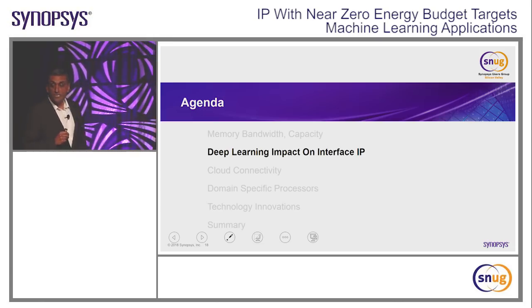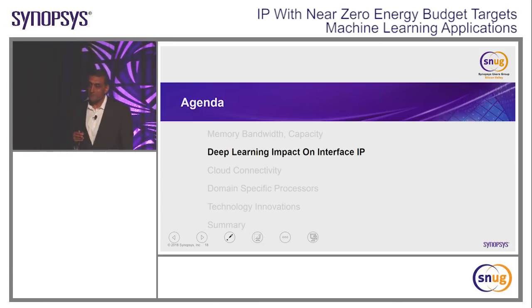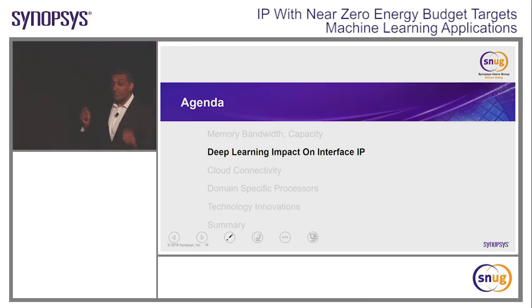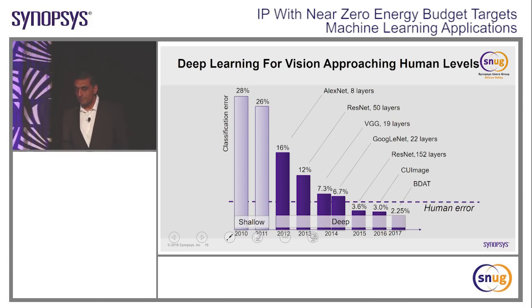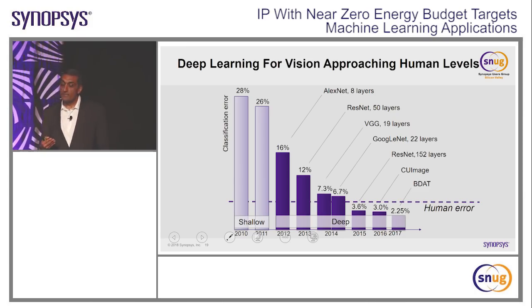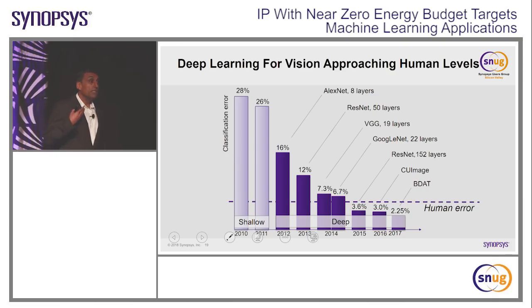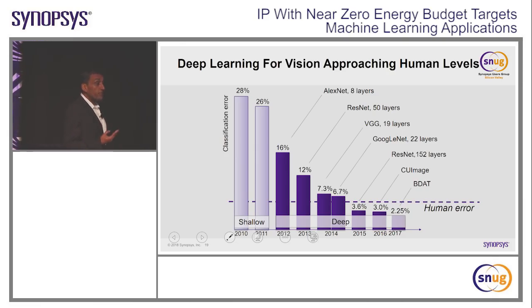I'm going to move to interface IP. You can think of your brain as the processor, your eyes and ears as the interfaces, okay? And how deep learning can impact the specifications of your interface IP, like PCI Express. I introduced this topic with a deep neural network application, vision processing. So let's stay with that theme.